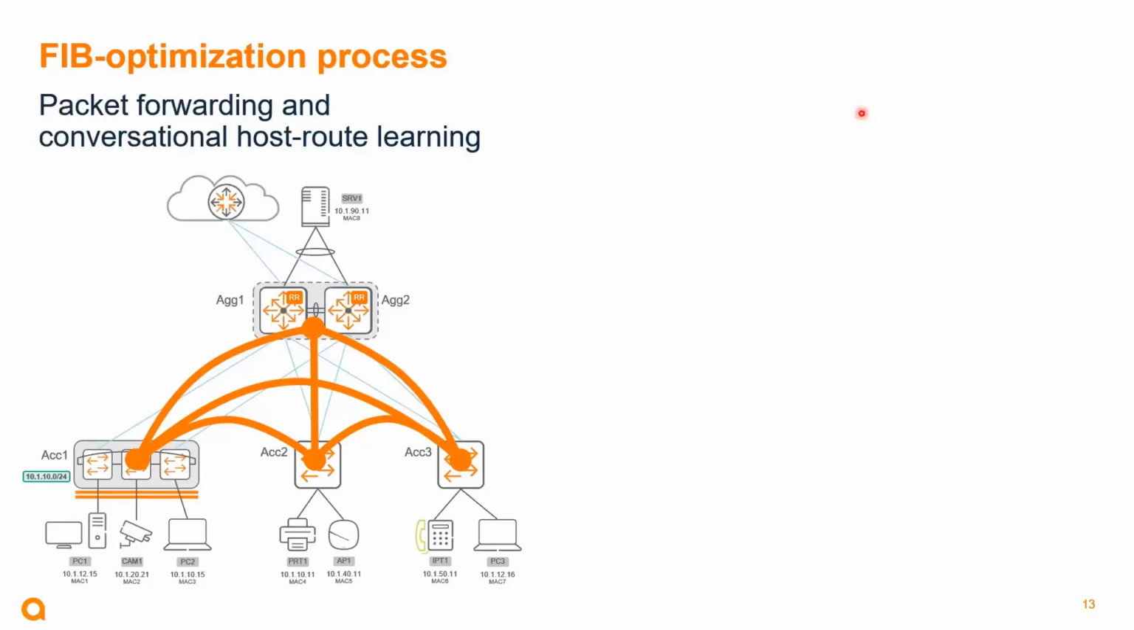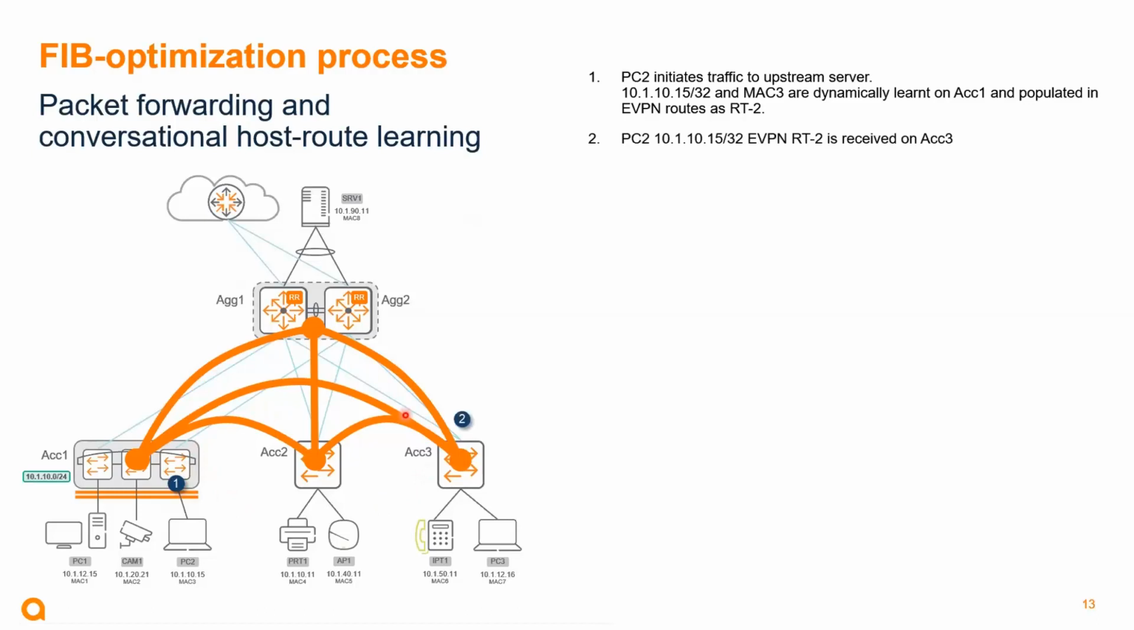So let's look at some details and see how it works in terms of packet forwarding through that conversational host route learning mechanism. Because as the host entry is no longer learned in the ASIC, how are we going to solve that? So first, again, PC2 here as an example, initiates traffic upstream, so that it's not a silent host, and this entry, the type 2 entry, will appear in the EVPN control plane. That entry is again received on access 3. And with FIB optimization, the entry is not programmed in the host table.